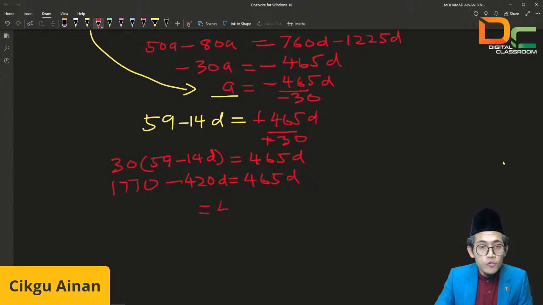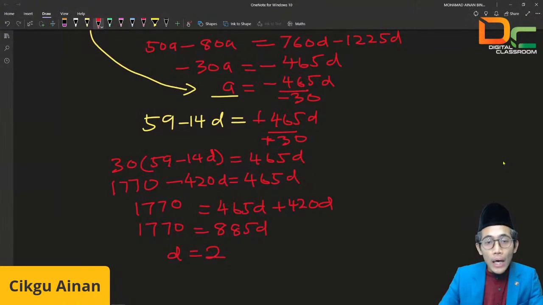Okay, so 465D plus 420D, then this one is 1770. This one is 885D, 1770. Therefore D is 2.